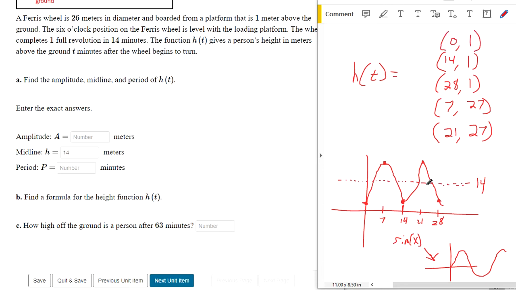And now look, if this is the correct midline, then it should have the same distance from the highest point to the lowest point of the height function.